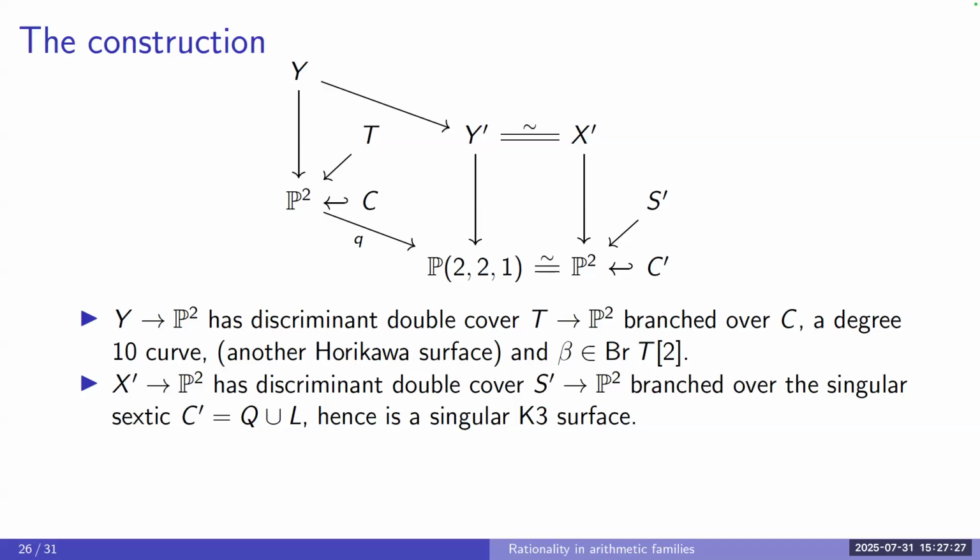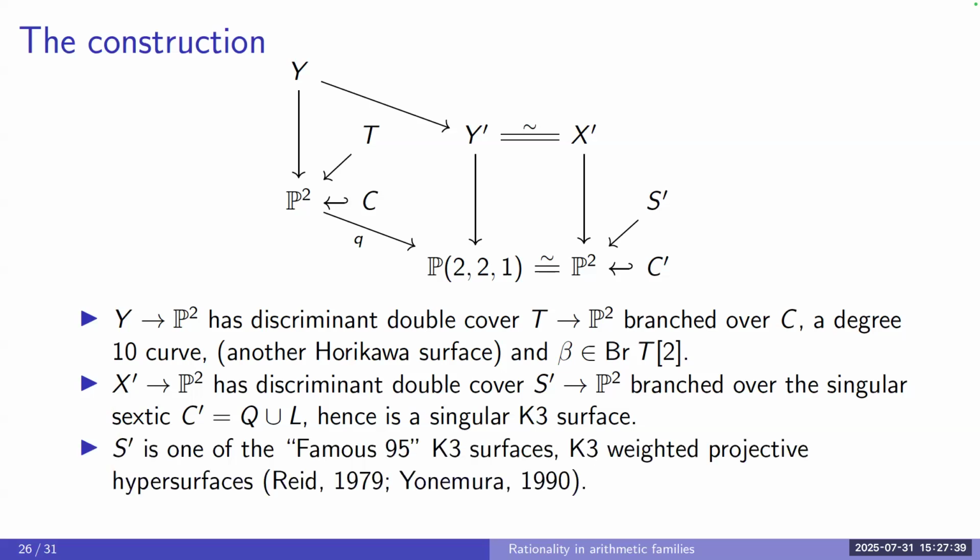And then I get a discriminant double cover for my new quadratic surface bundle X prime to P2. And this is now branched over this singular sextic curve. So this is a singular K3 surface. Okay, in fact, this is one of the famous 95 K3 surfaces that were originally studied by Reid and later by Yonemura. So these are 95 families of K3 weighted projective hypersurfaces. Okay, so this K3 actually can be realized as sitting inside weighted projective space P(5,2,2,1). And then the double cover is given by forgetting the first component.